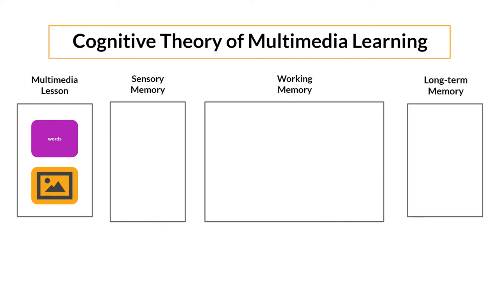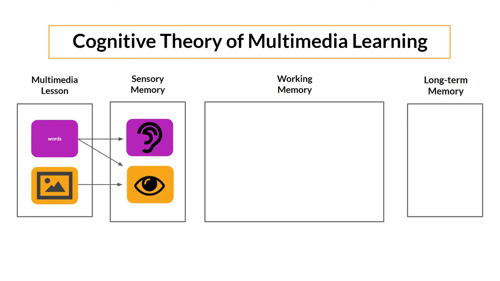The sensory memory will filter any auditorial information, such as narration or music, into the auditorial channel, and the images, diagrams, and text in the visual channel. Information is stored here in its entirety for a very brief moment. After that initial moment, the learner will start to work with the information in order to process it and learn.